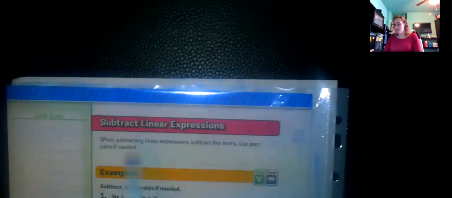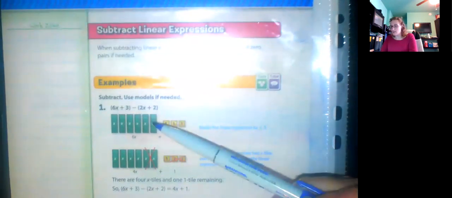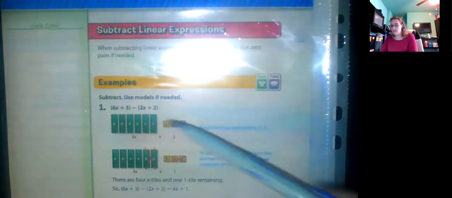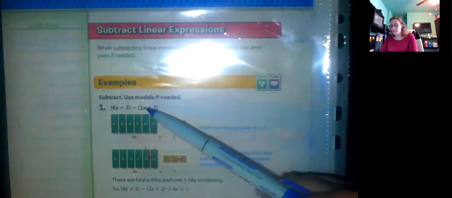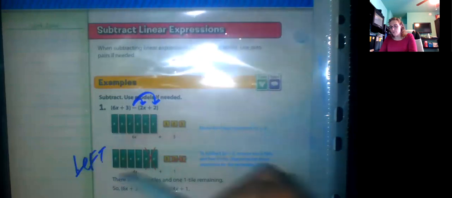All right, so here they give us some examples. So in subtracting linear expressions, subtract like terms, use 0 pairs if needed. We'll look at that, okay? So here we have 6x plus 3. So we have 6 x's and 3. And then we want to subtract 2 x's and subtract 2 positives. This tells us to subtract this and subtract that. So you can see that they've done that. They've subtracted 2 x's, they've subtracted 2 positives, and then write out what is left. So we have 4 x's left and 1 positive left, giving us our solution of 4x plus 1.